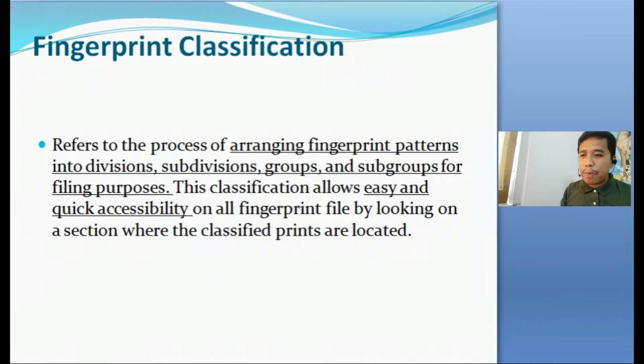Ano ang purpose ng fingerprint classification? For filing. Okay? That's very clear. For filing purposes. Okay? So meaning, ang fingerprint classification should be done para at least yung arrangement natin sa fingerprint file is harmonized. Okay? And if our fingerprint filing is harmonized, we can have quick accessibility and easiness in finding or in locating the particular fingerprint file that we are looking. So that's the purpose of fingerprint classification.